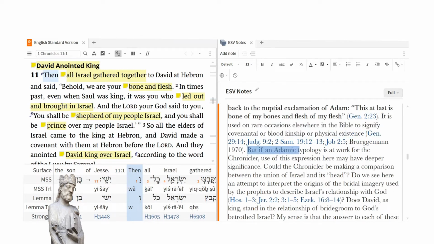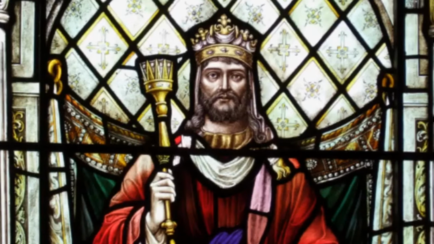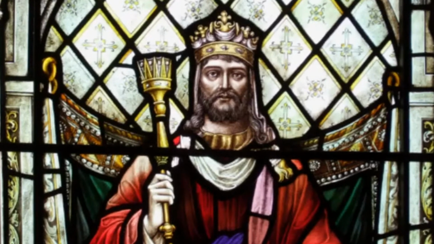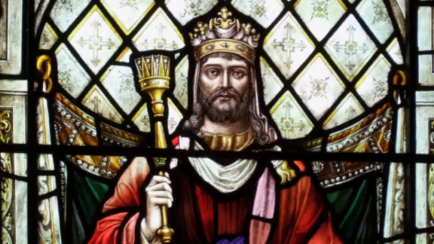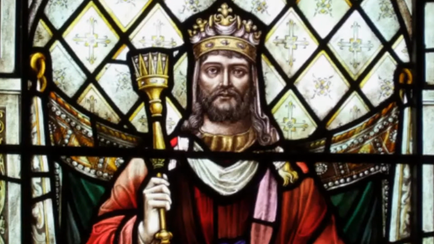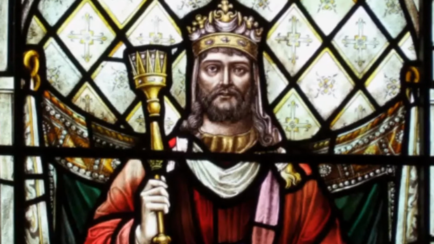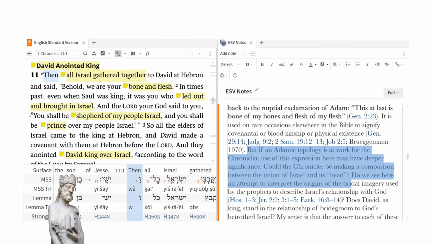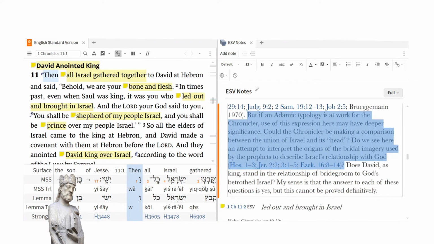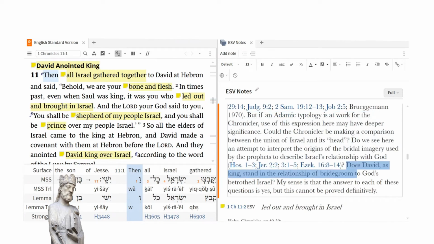But if an Adamic typology is at work for the chronicler, use of this expression here may have a deeper significance. And I'm going to agree here. Could the chronicler be making a comparison between the union of Israel and its head? Do we see here an attempt to interpret the origins of the bridal imagery used by the prophets to describe Israel's relationship with God? And here he lists a number of prophets that use this imagery. Does David, as king, stand in the relationship of bridegroom to God's betrothed Israel? My sense is that the answer to each of these questions is yes, but this cannot be proved definitively.